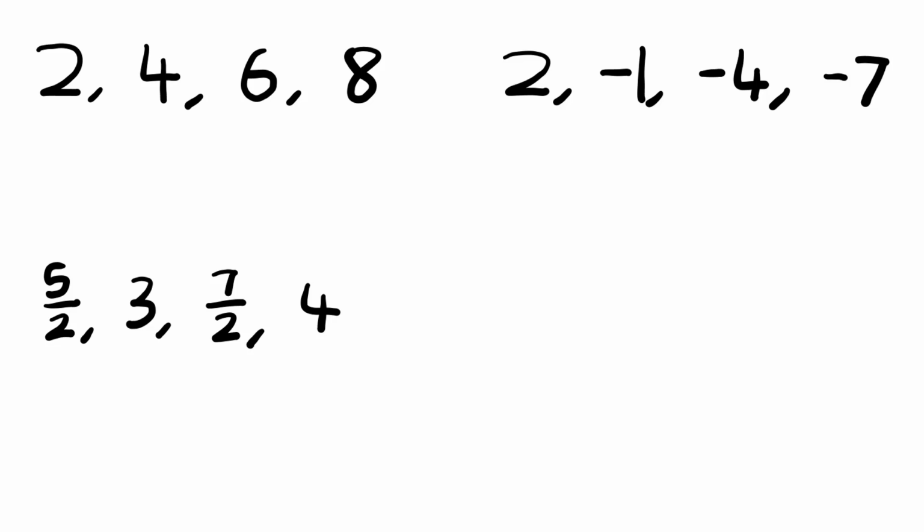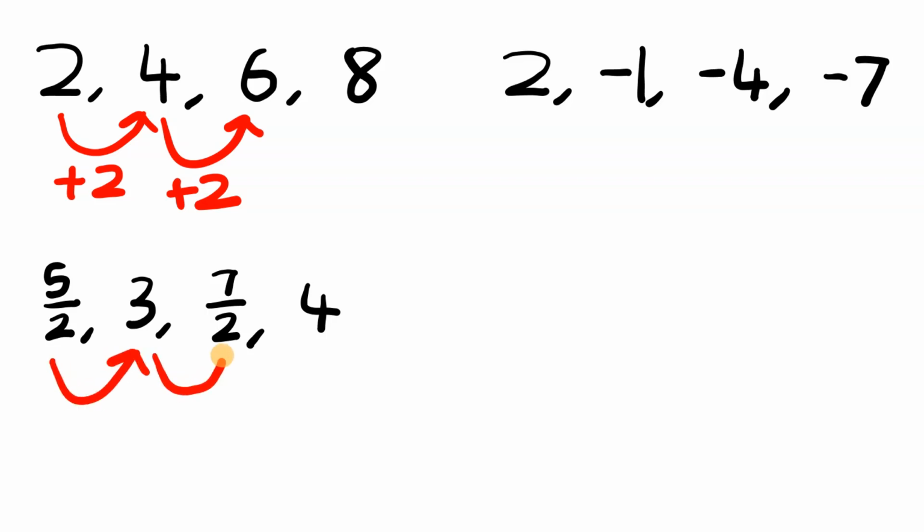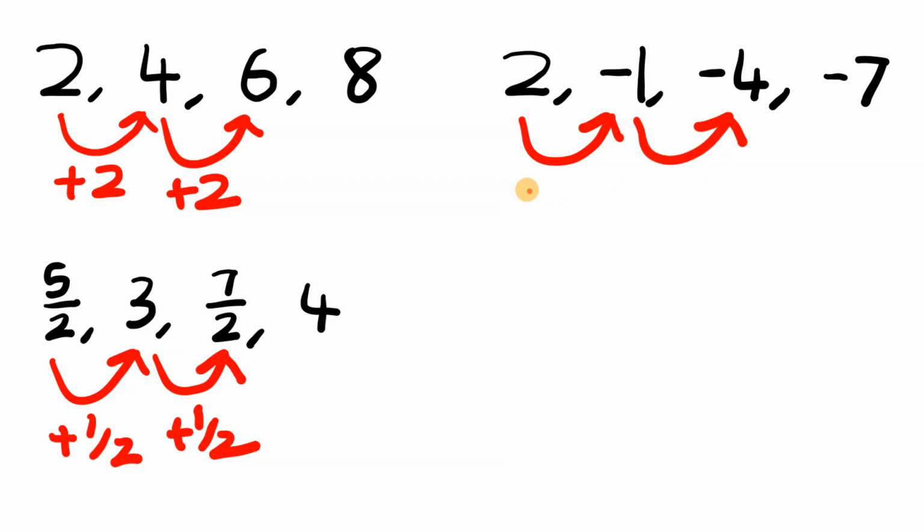So an arithmetic sequence is where each term keeps going up or down by the same amount. For example, this here is an arithmetic sequence because each term keeps going up by 2, like this here. This is an arithmetic sequence because each term keeps going up by half. And this here is an arithmetic sequence because each term keeps going down by 3, like this here.